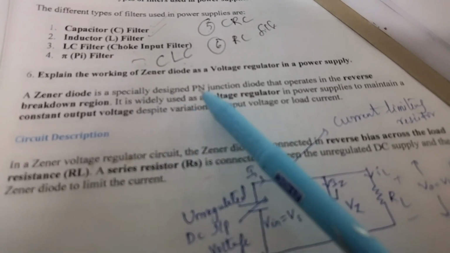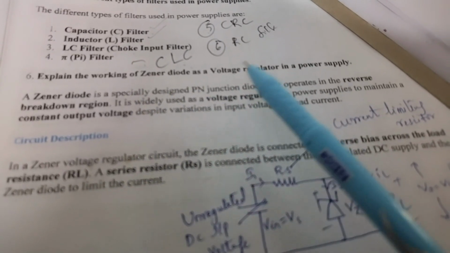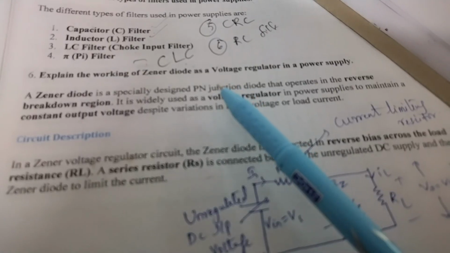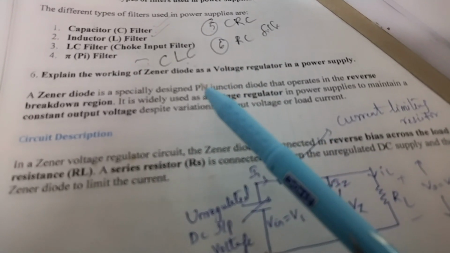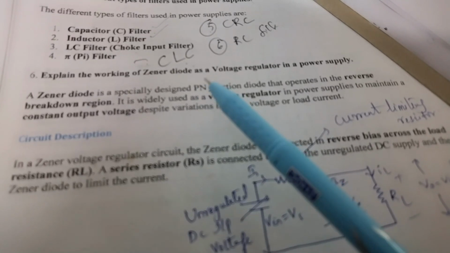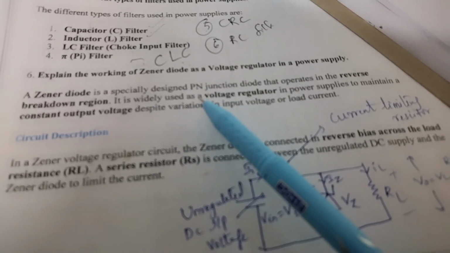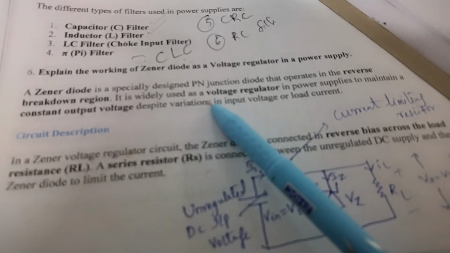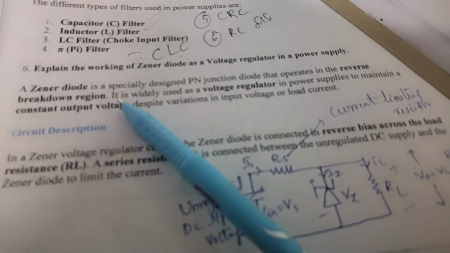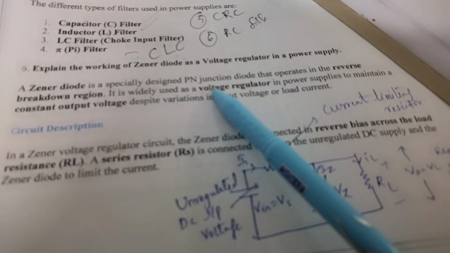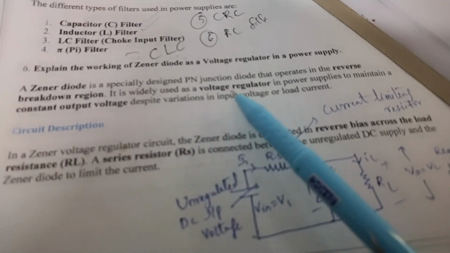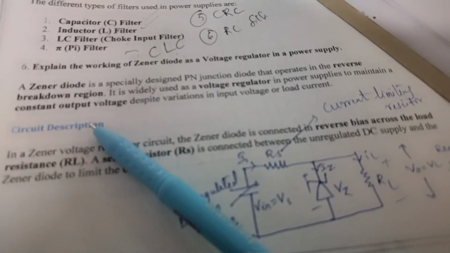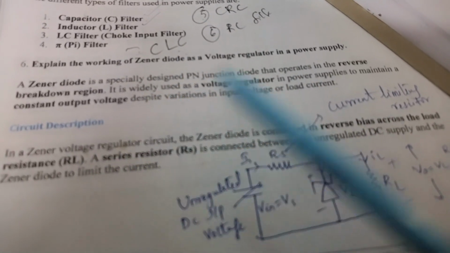It is a specially designed PN junction diode. Specially designed in the sense that if a normal PN junction diode is doped heavily, doping meaning the process of adding impurities, then it becomes a Zener diode. That's why it is written as a specially designed PN junction diode that operates in the reverse breakdown region. It is used as a voltage regulator in power supplies to provide a constant output voltage.